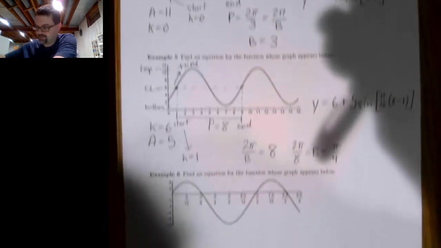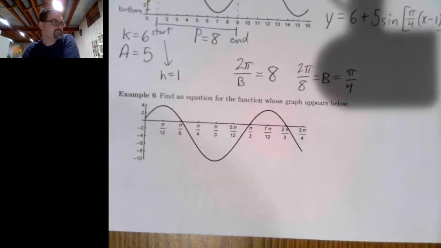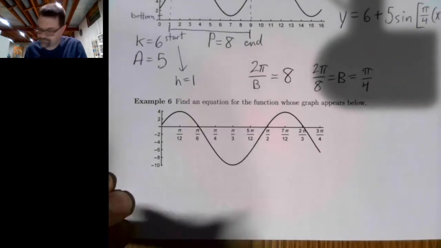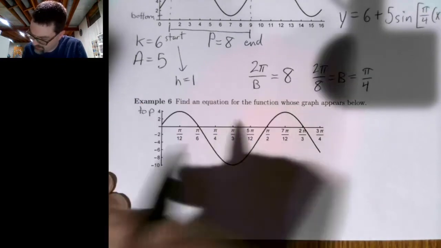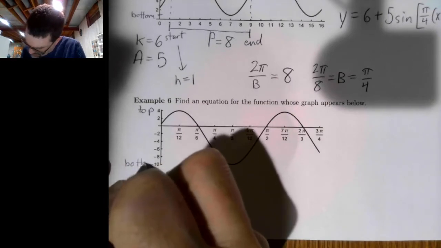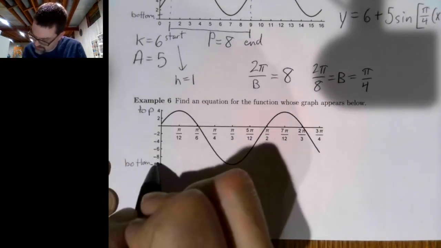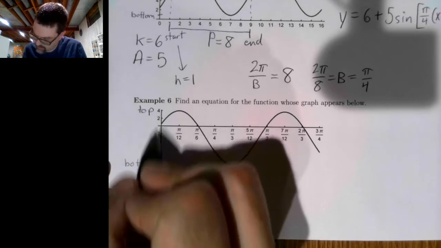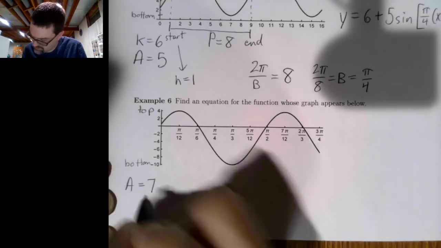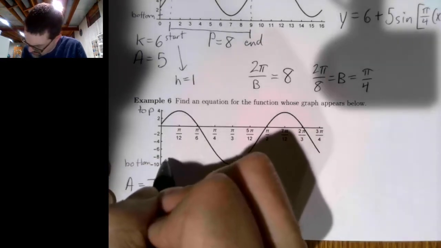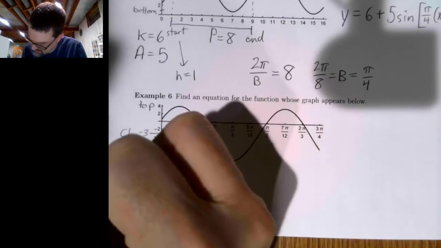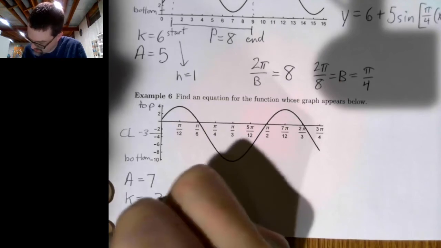And the very last one then. Well, here's the top at 4, and bottom at -10. So -10 to 4, that's a span of 14. So half of that is 7, so our amplitude is 7. And -10, if we go up 7, we're right here at -3. So that's our center line, so k is -3.